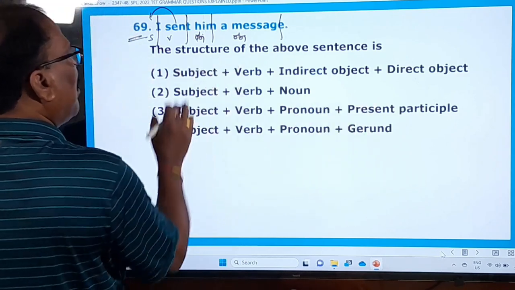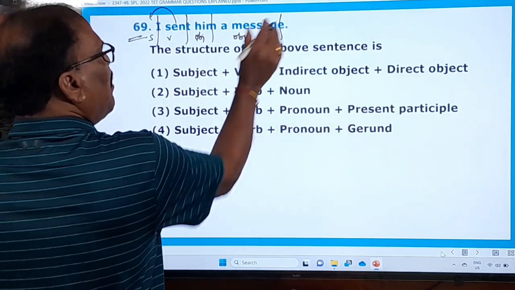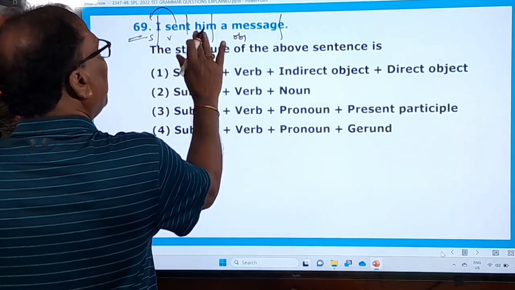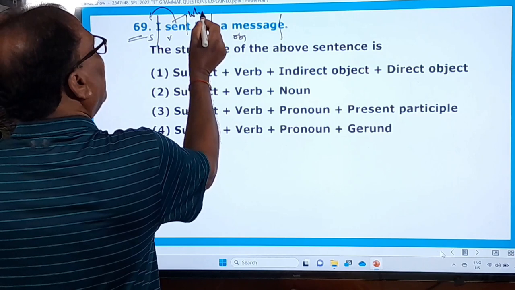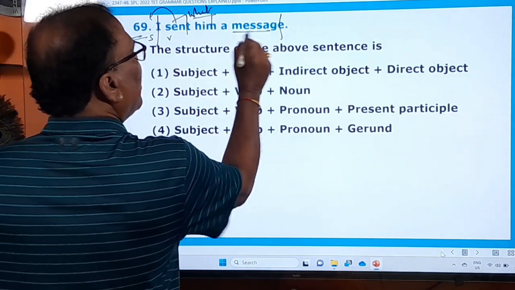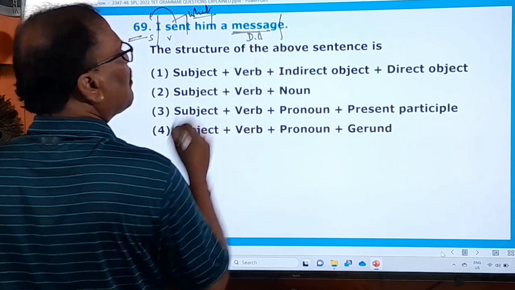So let us see out of them. I sent him a message. Here, what is that? I sent what? When you question the verb with what, you find the direct object. I sent what? A message. So, this is the direct object.